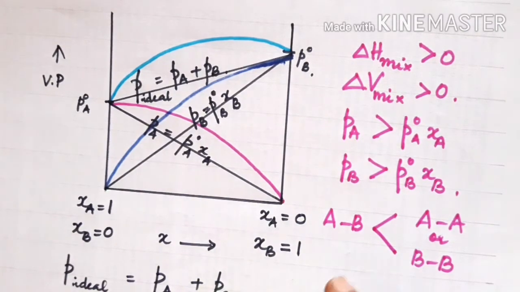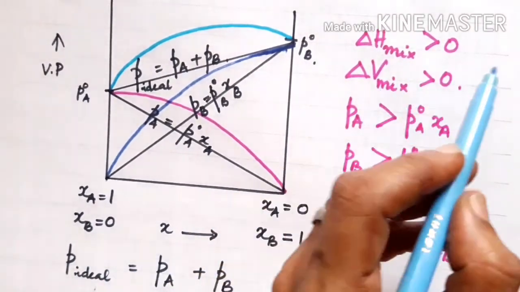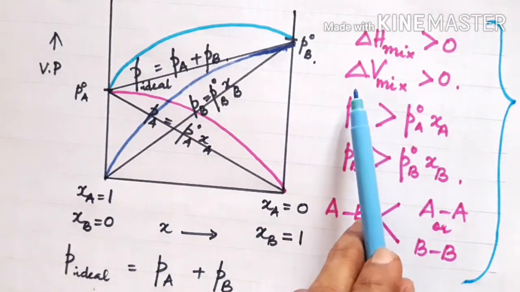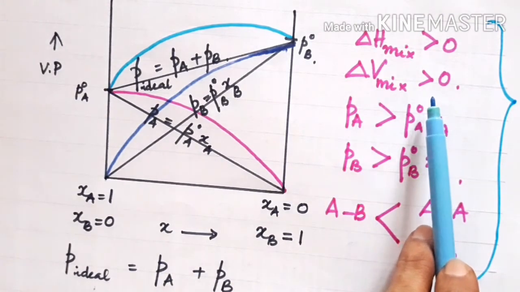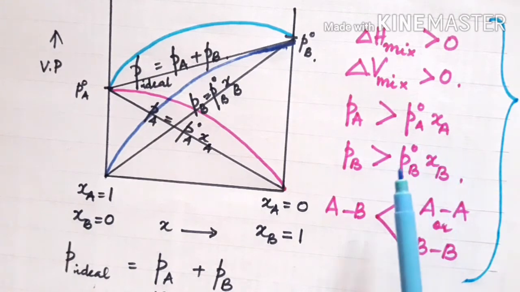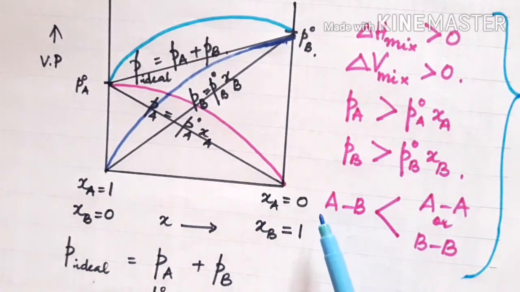So what are the main conditions here? Remember that it should always have delta H of mixing greater than 0, delta V of mixing greater than 0, PA must be greater than P0AXA, PB must be greater than P0BXB, and the solute-solvent interactions are always weaker than solvent-solvent or solute-solute interactions.